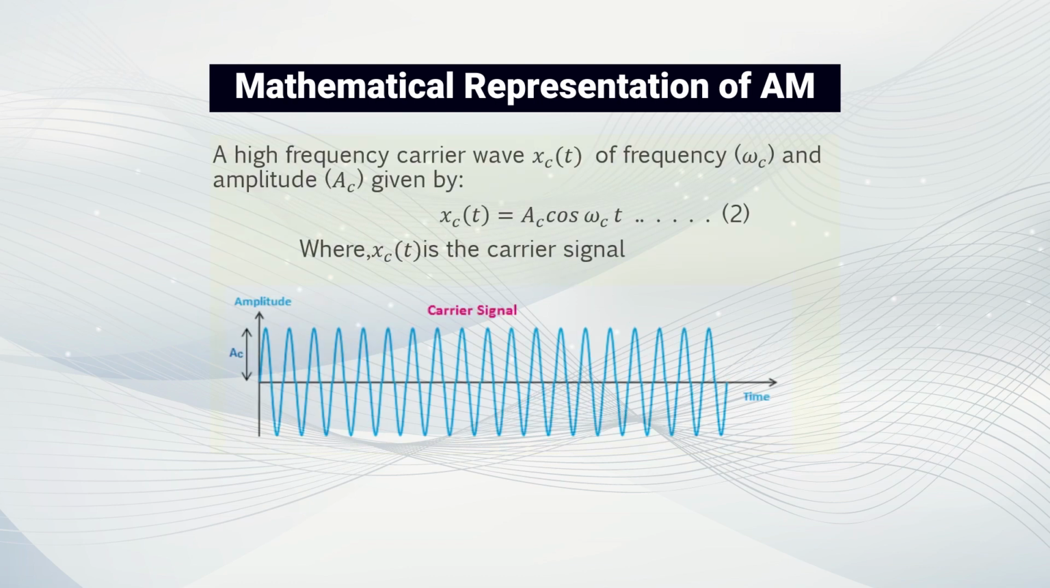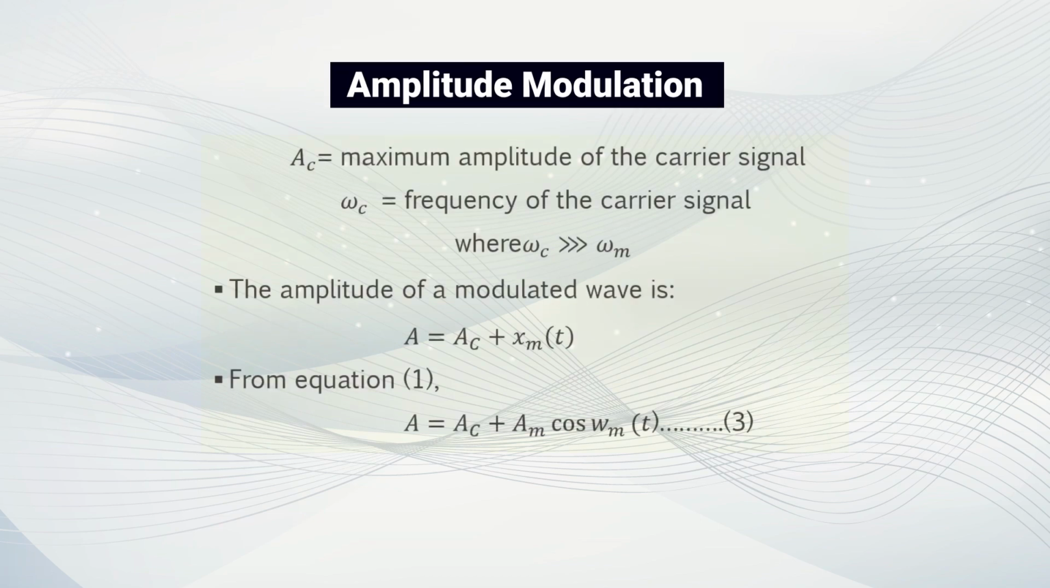A high frequency carrier wave is represented by x_c(t), having frequency omega_c and amplitude A_c, which is given by x_c(t) = A_c cos(omega_c t), giving it equation number 2, where x_c(t) represents the carrier signal, A_c represents the maximum amplitude of the carrier signal, and omega_c represents the angular frequency in radians, which is equal to 2 pi f_c, where f_c is the frequency in hertz, and where omega_c is much greater than omega_m.